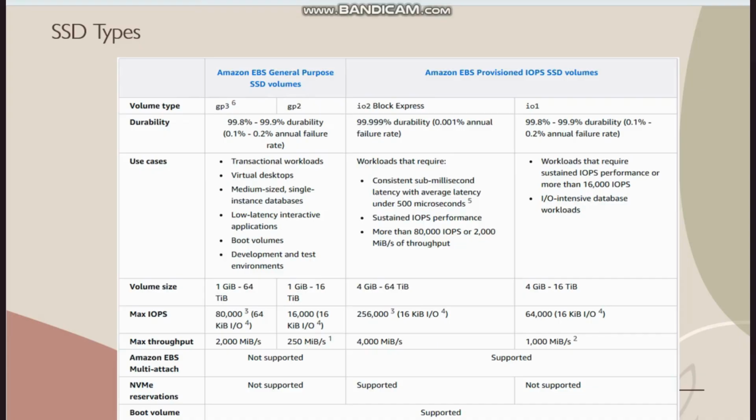IO1 is used for intensive database workloads, and IO2 provides very minimum latency. The volume size of IO1 is 16 terabytes, and the volume size for IO2 is 64 terabytes. The maximum IOPS for IO1 is 64,000, but IO2 provides 256,000, and the maximum throughput for IO1 is only 1000, but IO2 provides 4000. Here multi-attach EBS volume is supported, and boot volume is also supported.